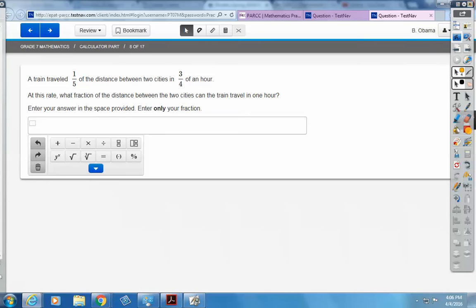Okay, two more, my bad. A train traveled 1/5 of the distance between two cities in 3/4 of an hour. At this rate, what fraction of the distance between two cities can travel 1 hour? Okay, so let's divide this into fourths, shall we? Why would I want to divide that in fourths? I don't really want to.